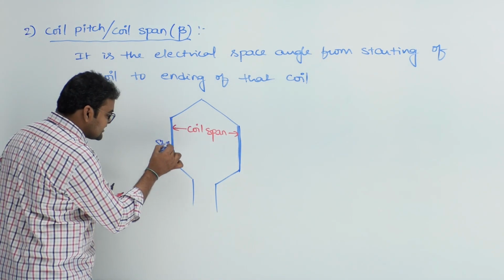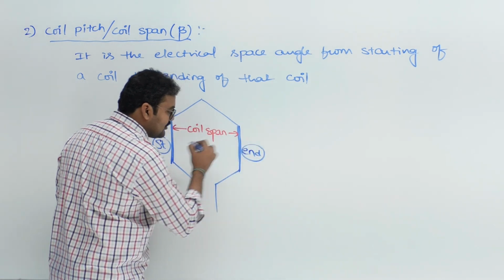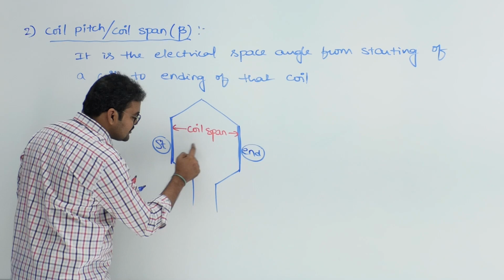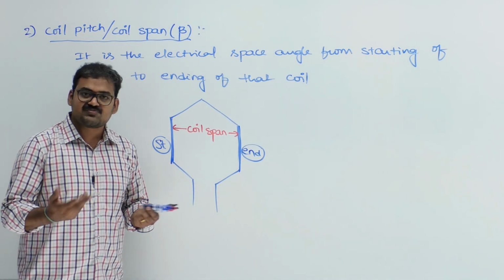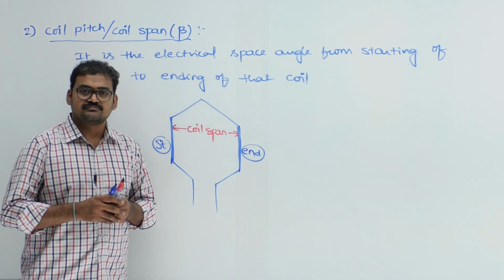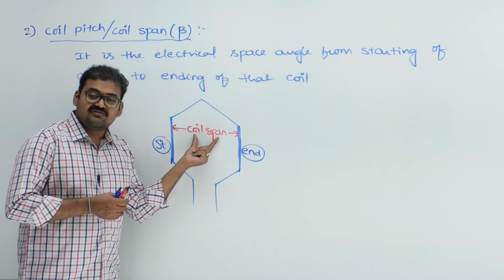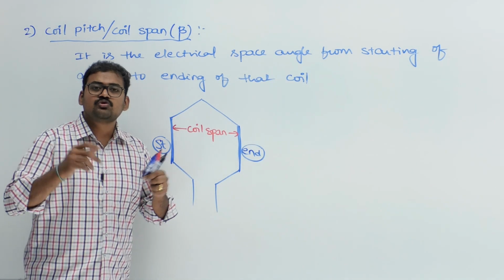Suppose if this is the starting side of the coil, then this will be the ending side of the coil. Now, the electrical space angle between these two sides is what we will call coil pitch or coil span. Okay, very simple. Now, based on the value of this coil span or coil pitch, coils are generally divided into two categories.